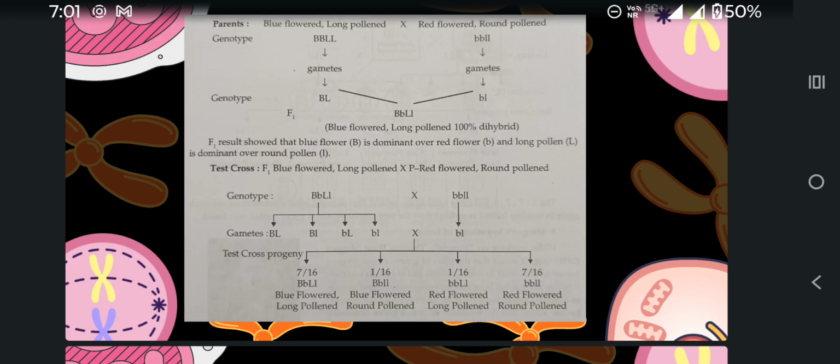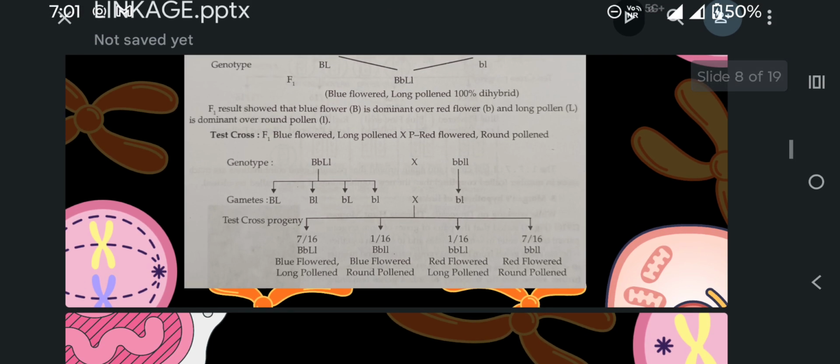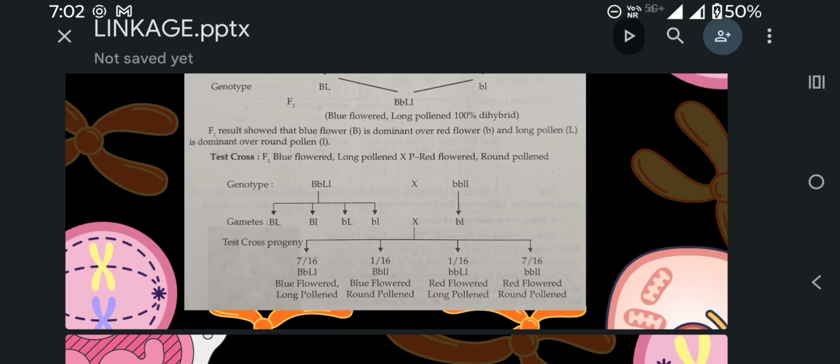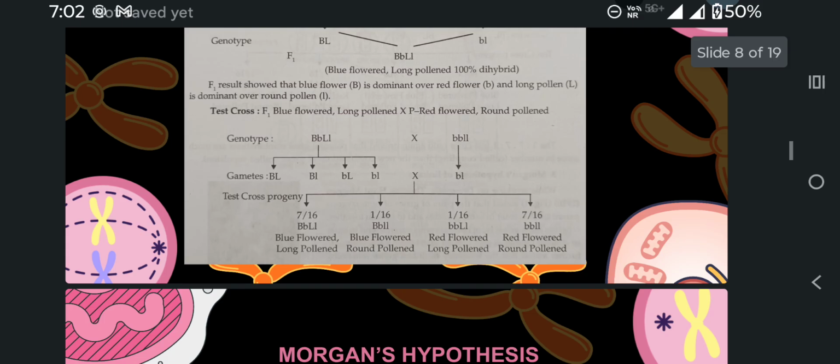So in this way, we are getting the ratio 7:1:1:7. It means we are getting the parental genotypes 7 and 7, and the new combinations 1 and 1. It is because new combinations are formed due to crossing over, and parental types remain the same in the progeny due to the linkage of the genes.